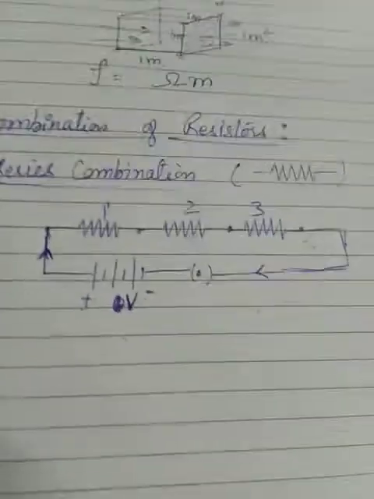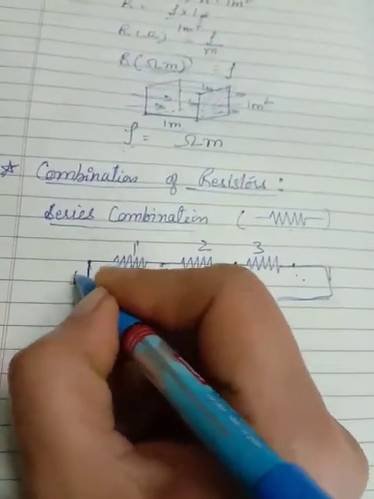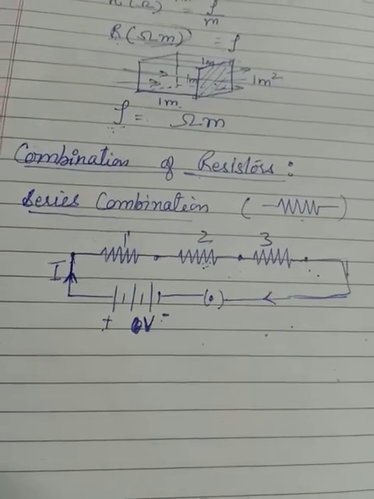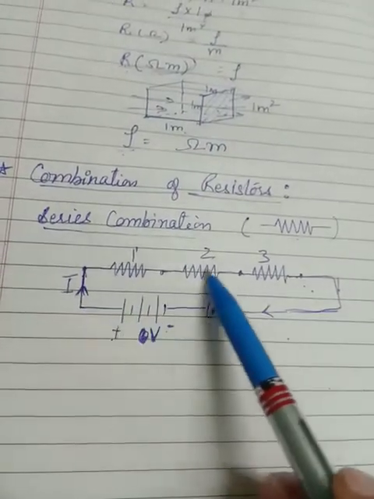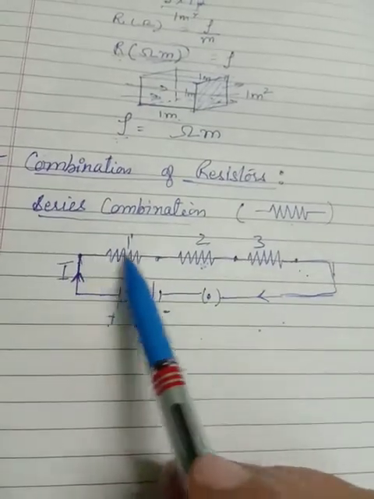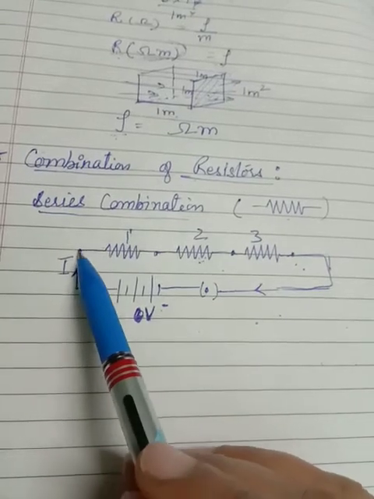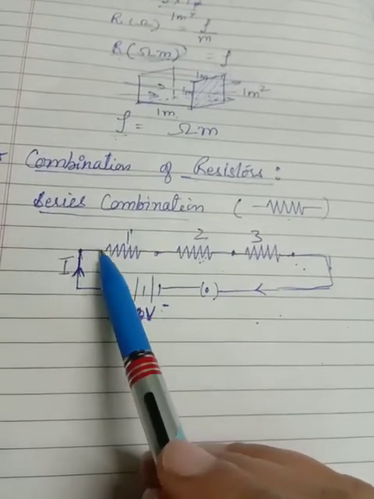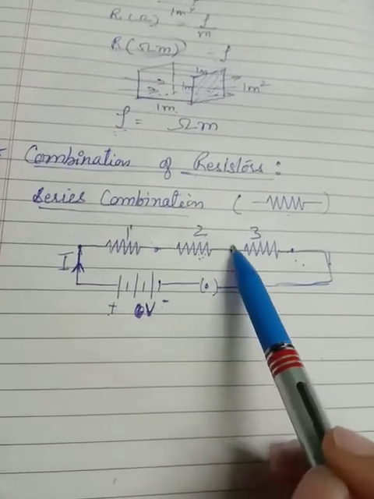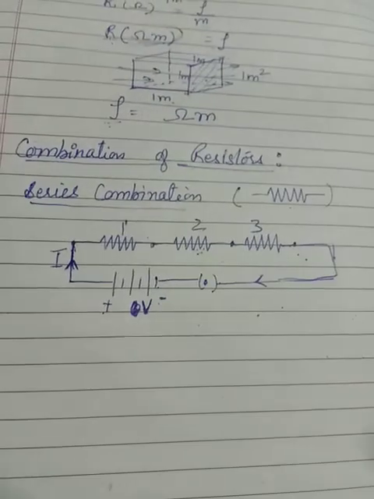So whenever the key is closed, current starts flowing. Let us suppose I is the current that starts flowing through the circuit. There is only one path through which the current can flow. There is no other path through which this current can move. So whatever current is entering from this side, it will go through resistor 1. The same current will go through resistor 2. And the same current will go through resistor 3 and come back to this battery again.